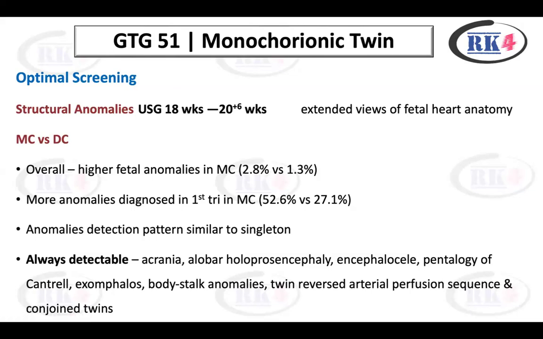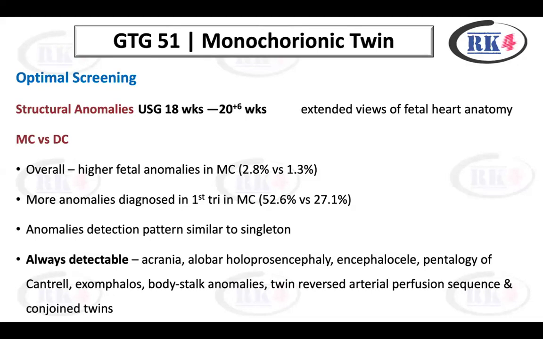The anomalies which are easily and always detectable are acrania, alobar holoprosencephaly, encephalocele, pentalogy of Cantrell, exomphalos, body stalk anomalies, twin reversed arterial perfusion sequence, and conjoined twins. So these are the anomalies which are always detectable. You can be asked this as a single best answer.